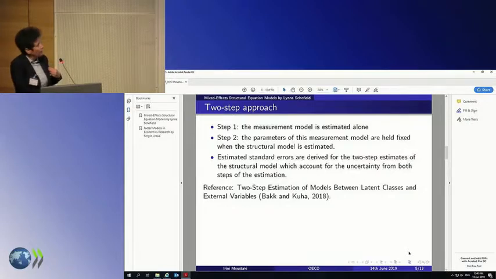Yeah? So I think this kind of idea could be used also for IRT models. So if you fit the measurement model first, you fix it, and then you estimate the remaining of the model having the measurement model being fixed. But then you need to do some kind of correction in your standard errors. And so they have this paper that published in Psychometrica.